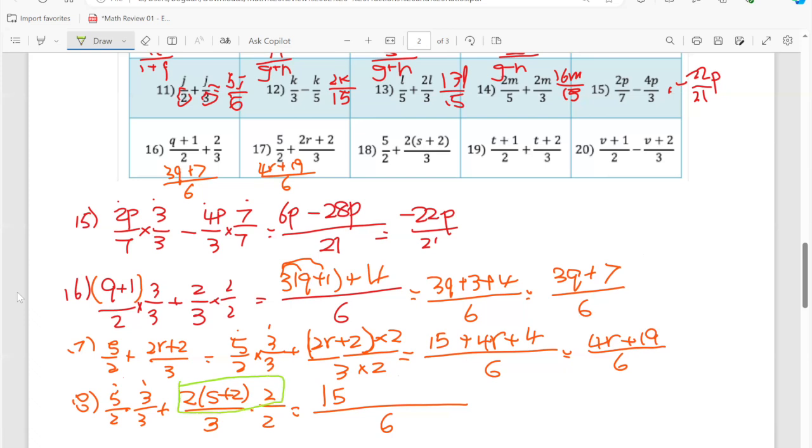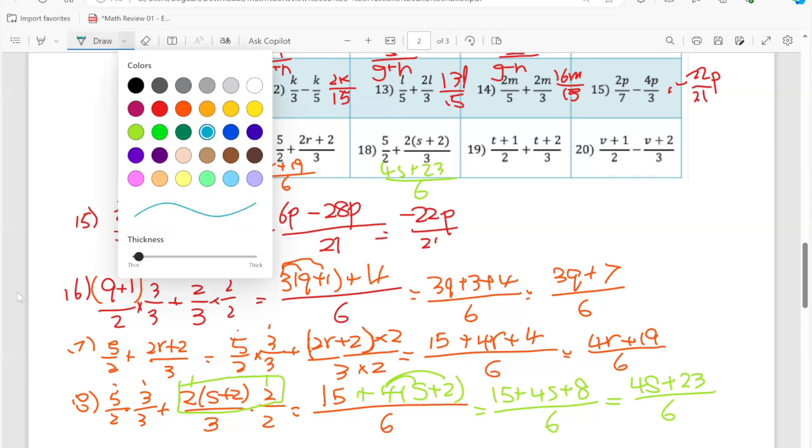So let's multiply 2 and 2 first, this 2 and this 2. That means plus 4, but I still have to multiply that as plus 2. So equals 6, 15 plus, expand that in now, 4s plus 8 equals 4s plus 15 plus 8 over 6. So that will be our final answer, 4s plus 23 divided by 6.